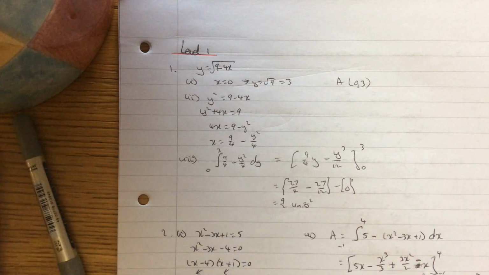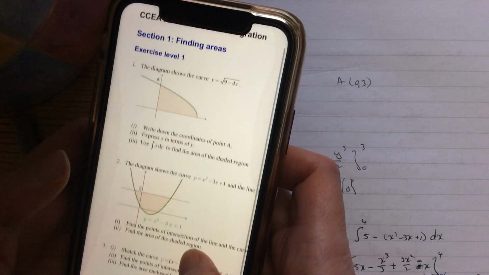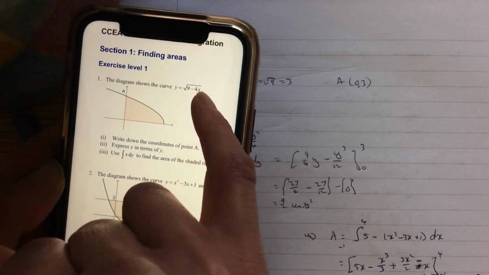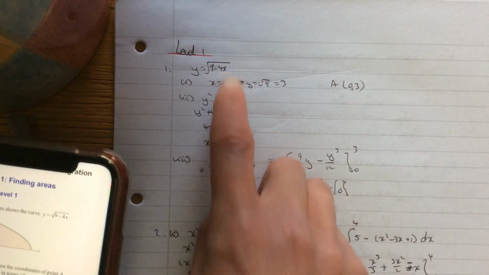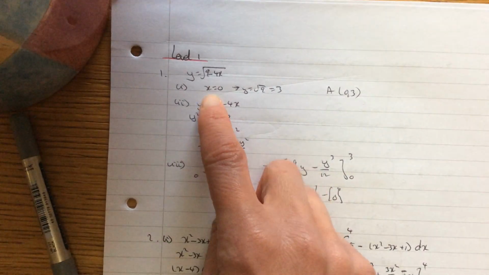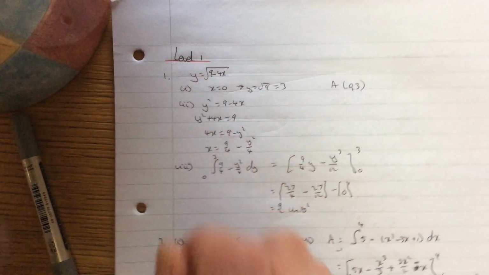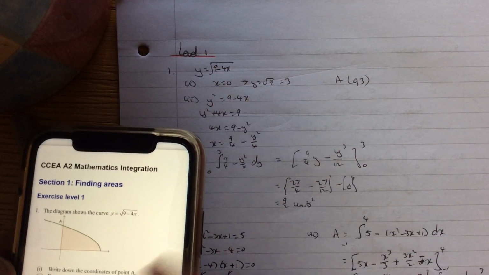Okay, I'm just going to talk you through the level 1 exercise. So the very first question, the graph is drawn for you. All you have to recognise is that it is x to the power of a half, or the root of x. Now it's asking you, first bit is write down the point A. Point A is when x is 0, so x equals 0, y is 3.